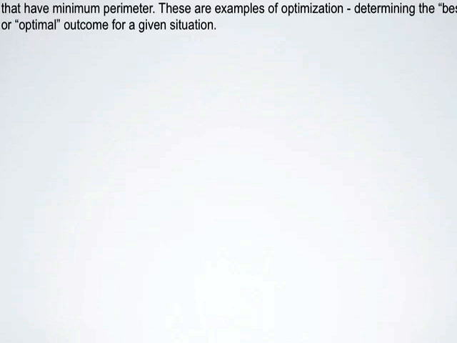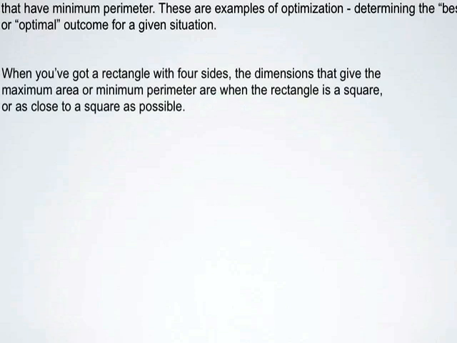In previous activities, you've determined the dimensions of a rectangle with a fixed perimeter that give a maximum area, and you've also done the dimensions of a rectangle with a given area that have a minimum perimeter. These are examples of optimization, determining the best or optimal outcome for a given situation. When you've got a rectangle with 4 sides, the dimensions that give the maximum area or minimum perimeter are when the rectangle is a square or as close to a square as possible. So let's look at fixed perimeters.